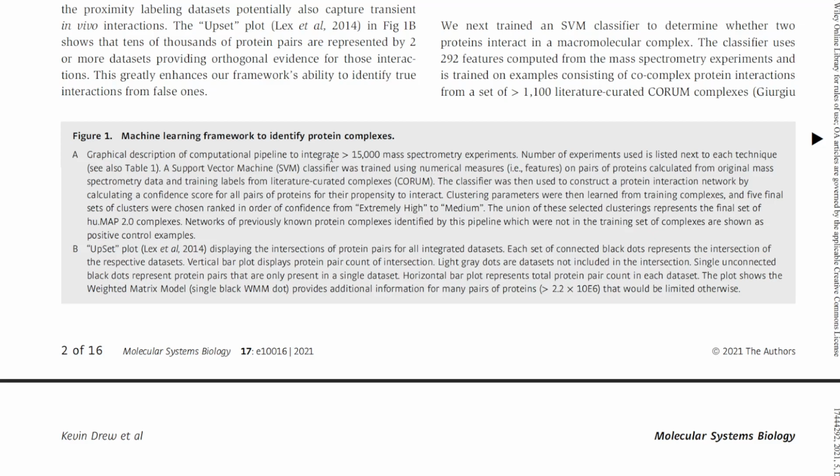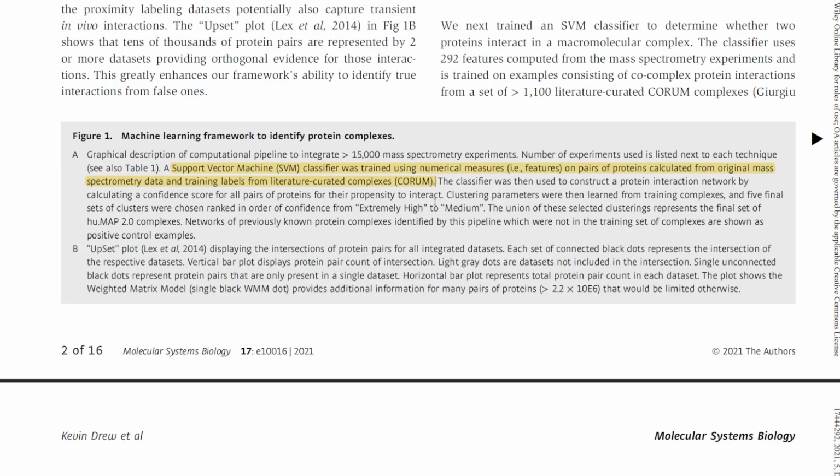A support vector machine, SVM, classifier was trained using numerical measures, i.e., features, on pairs of proteins calculated from original mass spectrometry data and training labels from literature-curated complexes, quorum. The classifier was then used to construct a protein interaction network by calculating a confidence score for all pairs of proteins for their propensity to interact. Clustering parameters were then learned from training complexes, and 5 final sets of clusters were chosen ranked in order of confidence from extremely high to medium. The union of these selected clusterings represents the final set of Hu.MAP 2.0 complexes.